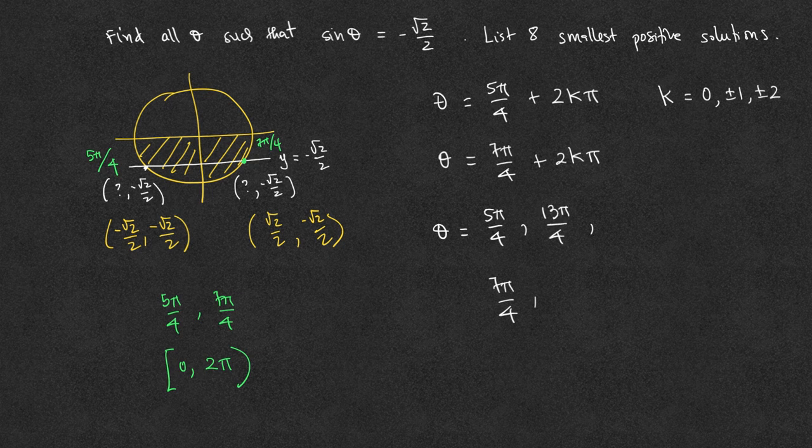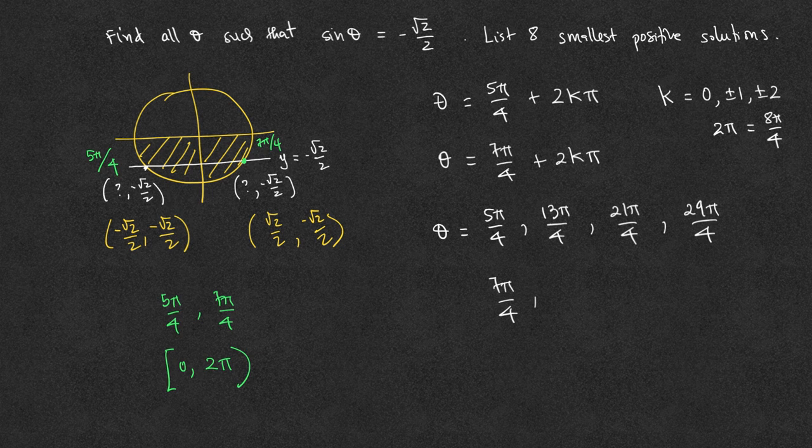We simply add 2 pi, which is 8 pi over 4, each time. The next solution is 21 pi over 4. The next solution is 29 pi over 4. So we end up with 4 positive solutions, starting with the initial solution, 5 pi over 4.